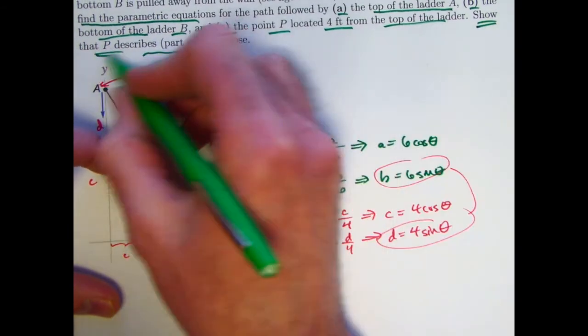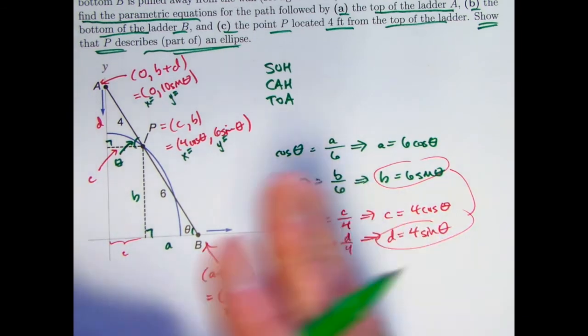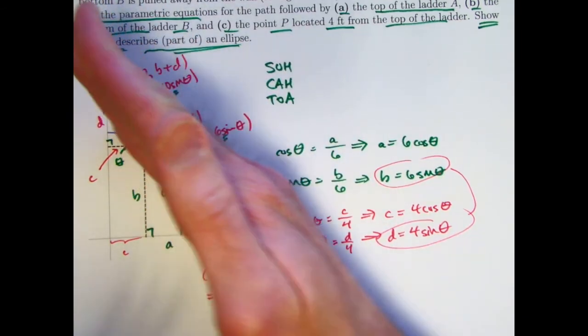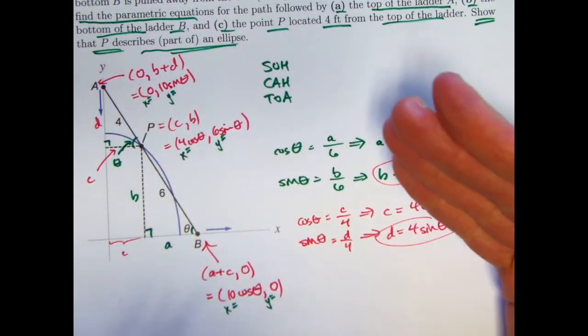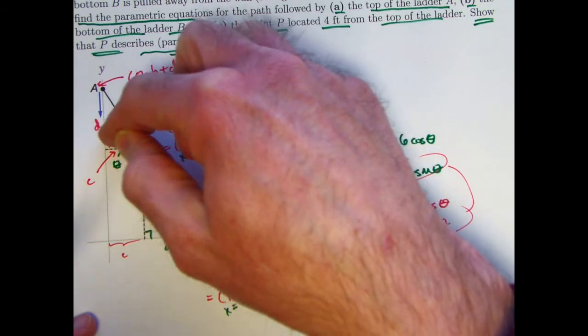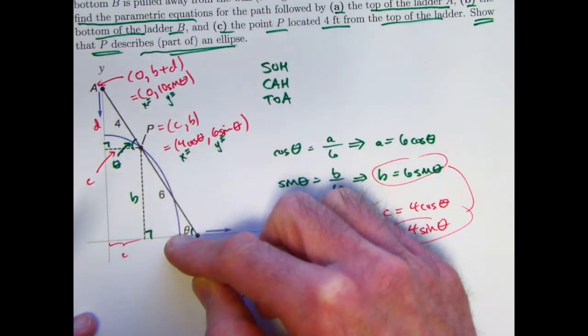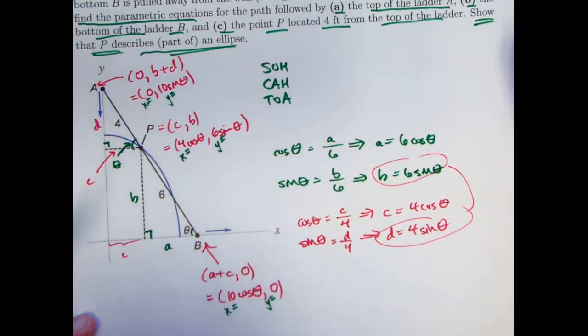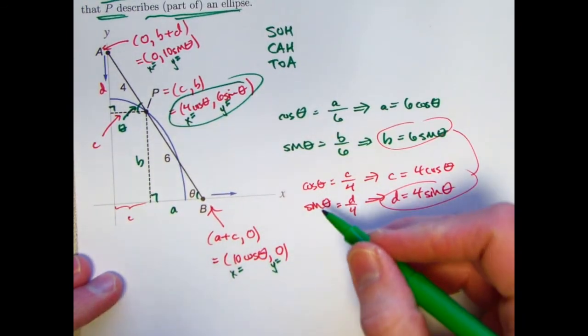Again, show that P describes part of an ellipse. It follows this path that you see here. As the ladder slides, actually theta is decreasing. It's getting smaller as the ladder slides, as we saw in the Mathematica notebook. And that does mean P moves in the clockwise direction as theta decreases as the ladder slides down the wall. Why then is this a point on an ellipse?